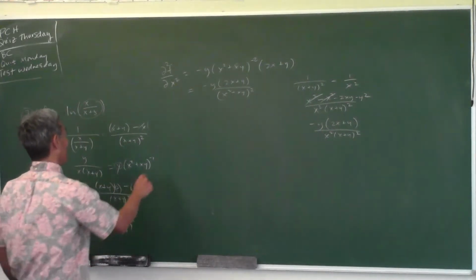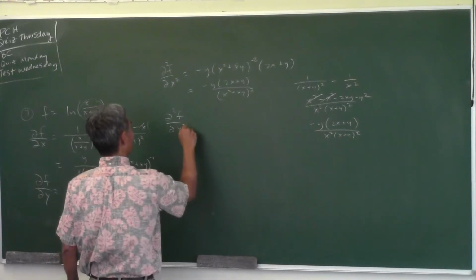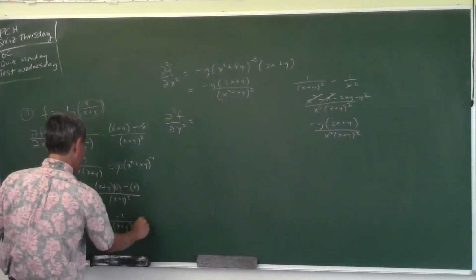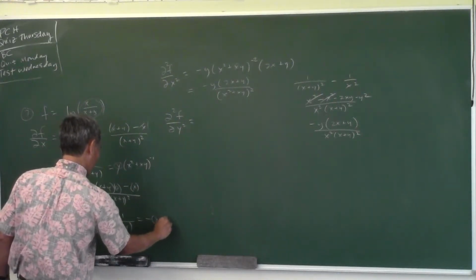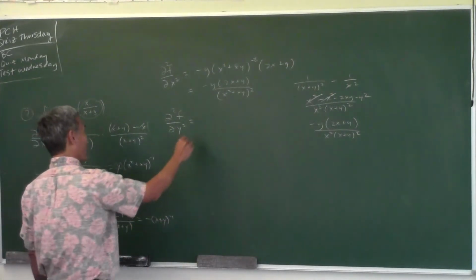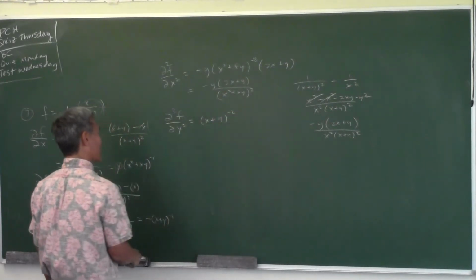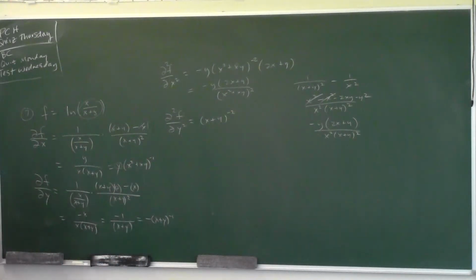The second partial with respect to y now. So here's y, this is like negative x plus y to the negative 1. So the derivative is going to be 1 times x plus y to the negative 2 times the derivative of box, which is 1. Okay, that was easy.